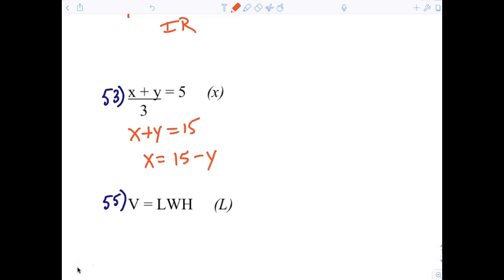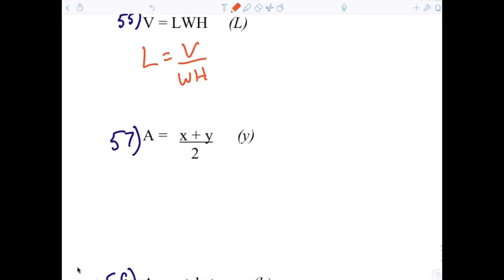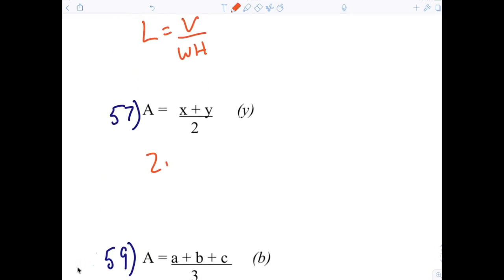On 55, all that is multiplication. So to solve for L, L is just what, guys? V over WH. Now how do I undo divided by 2? So 2a equals x plus y. Go ahead. So y equals 2a minus x. 2a minus x. Any issues with that? All right, let's check out 59.